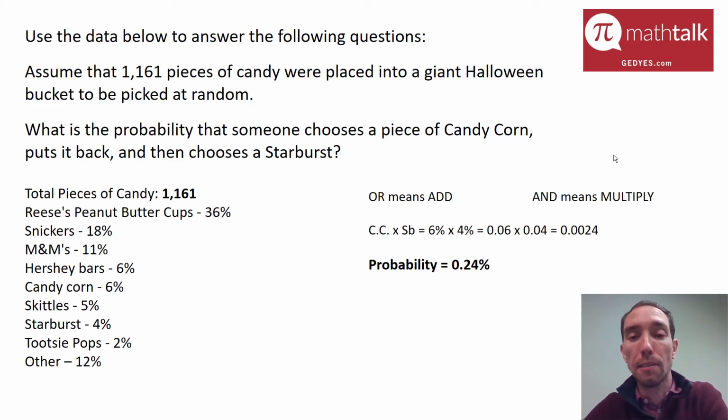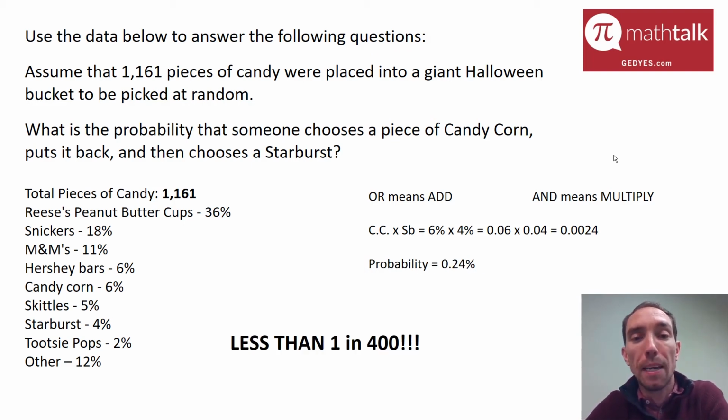It's 0.25%. To give you some perspective, that's actually less than 1 out of 400. So think about it. Let's say you pick a piece of candy, you put it back, and you pick another piece of candy. And you do that 400 times. The odds are that you're going to get candy corn and Starburst one time when you do that. And it's not even that good. It's just less than that. 1 out of 400 is 0.25%. So that's going to happen less than 1 out of 400 times. That's crazy. So it's really not likely that it's going to happen.